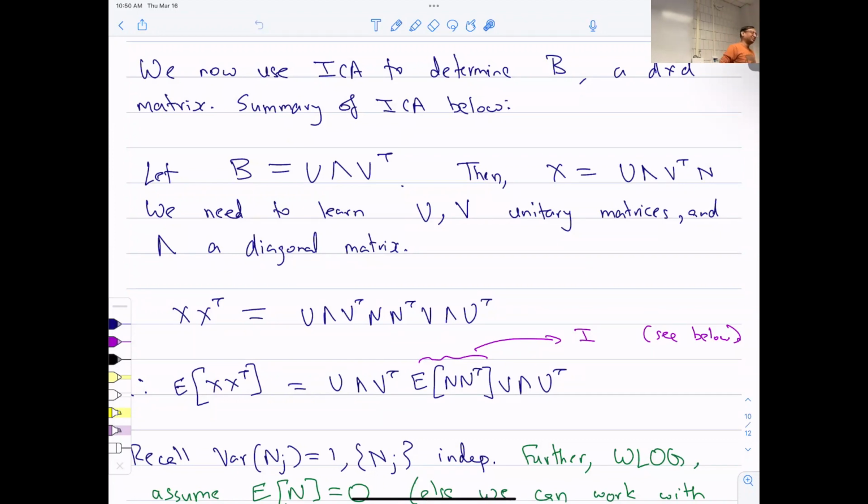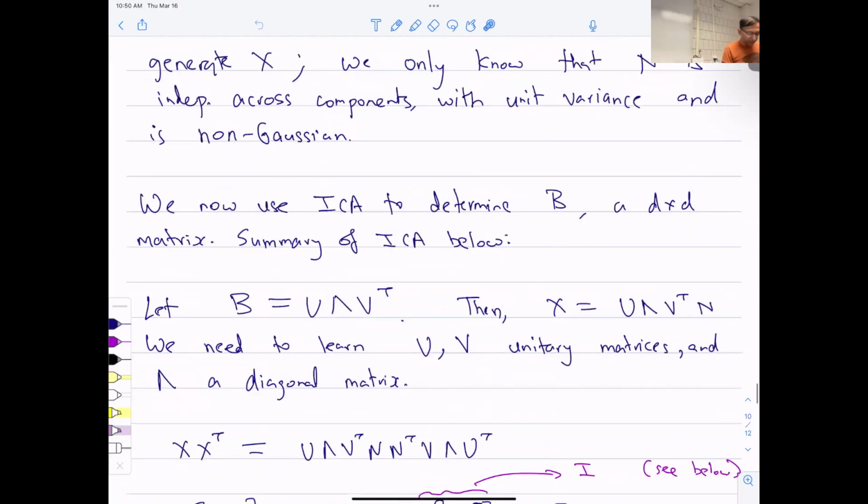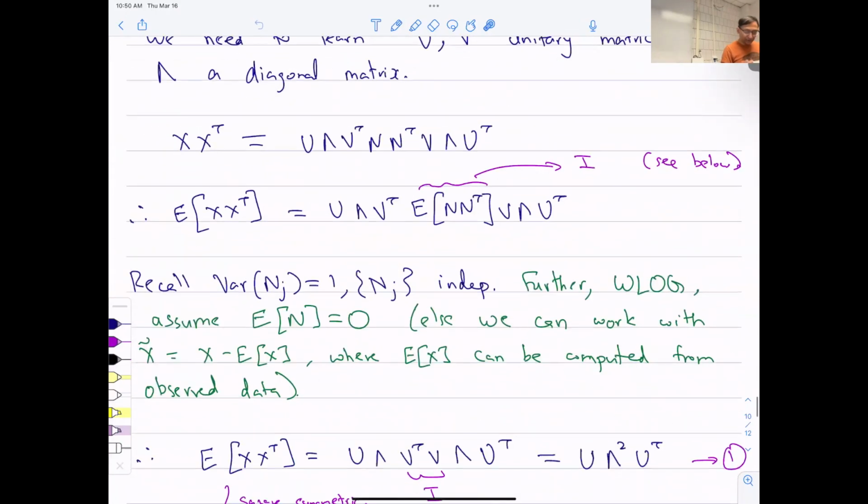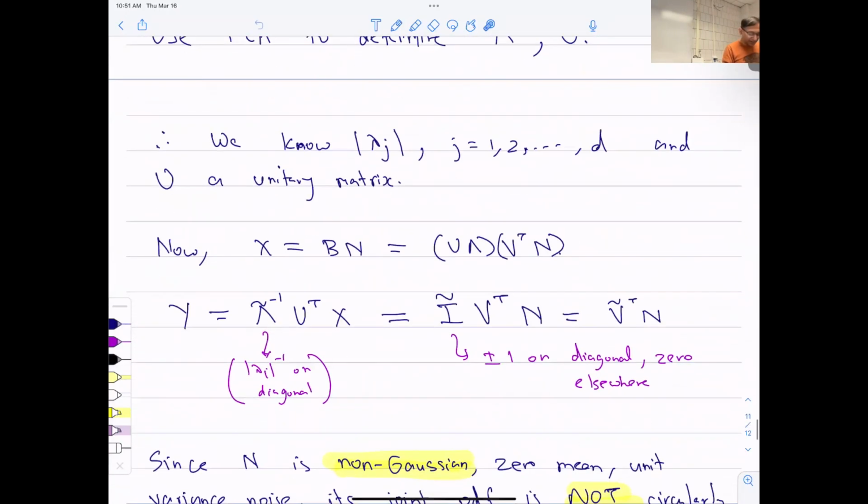And you say you have access to Y. How do you have access to Y? I have access to Y because I have access to X, and I have access to U and lambda tilde. I've learned U and lambda tilde by this point. How do you have access to X? X is my data. X is my observations.